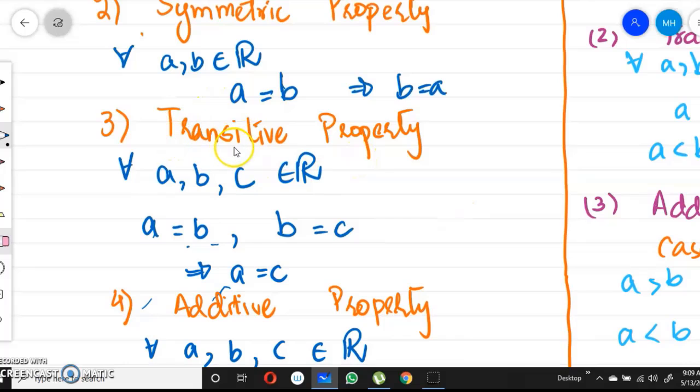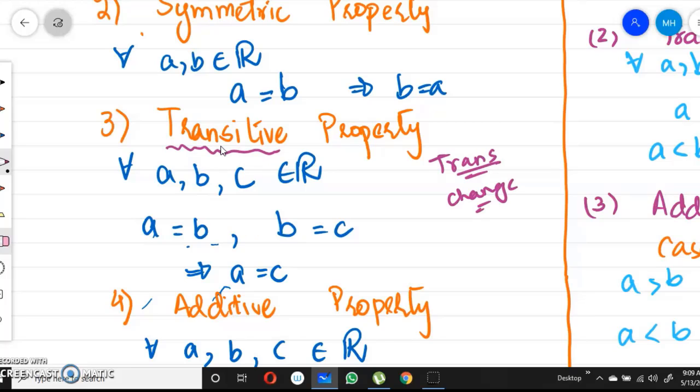And the third property is the transitive property. As the name indicates, trans means to change. We have to take three elements from the real number and we have a connection between them. A equals B, and the second and third are also equal. If I write both of these relations like this, A equals B equals C, can I make a relationship between the first and third element? Yes, right. So the first element is equal to the third element.